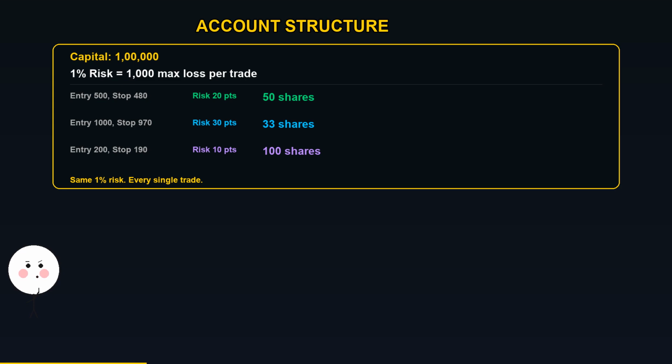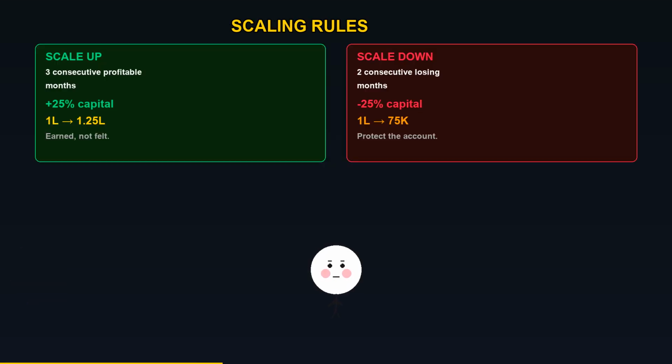Now, let us structure that 1 lakh. 1% risk per trade means his maximum loss on any single trade is 1,000 rupees. From this, all position sizes are calculated. Entry at 500, stop at 480, risk 20 points, position size is 50 shares. Entry at 1,000, stop at 970, risk 30 points, position size is 33 shares. Every trade, same 1%, same 1,000 rupee maximum loss. No exceptions.